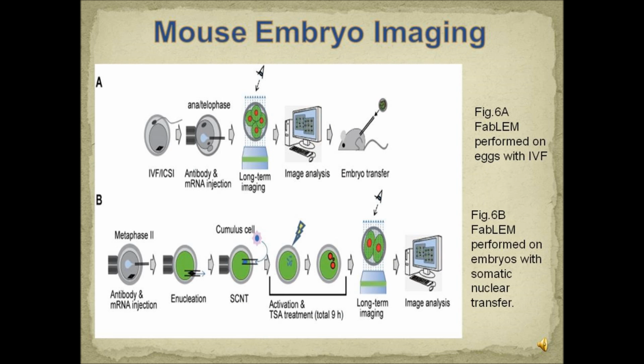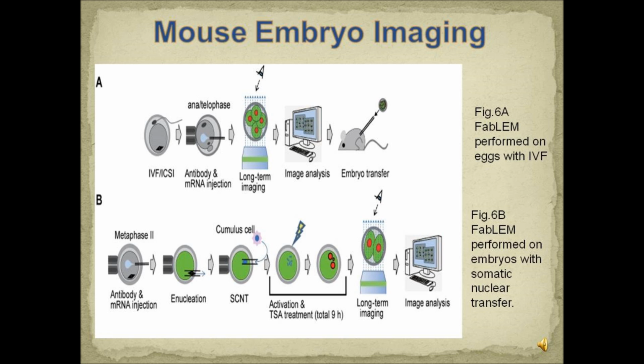In Figure 6a, oocytes fertilized in vitro were injected with different fluorescently labeled Fab histones. This showed H3 acetylation specific Fabs were concentrated in pronuclei, whereas methylation specific Fabs were distributed throughout the egg cytoplasm. In Figure 6b, Fablem performed on embryos with somatic nuclear transfer is shown.